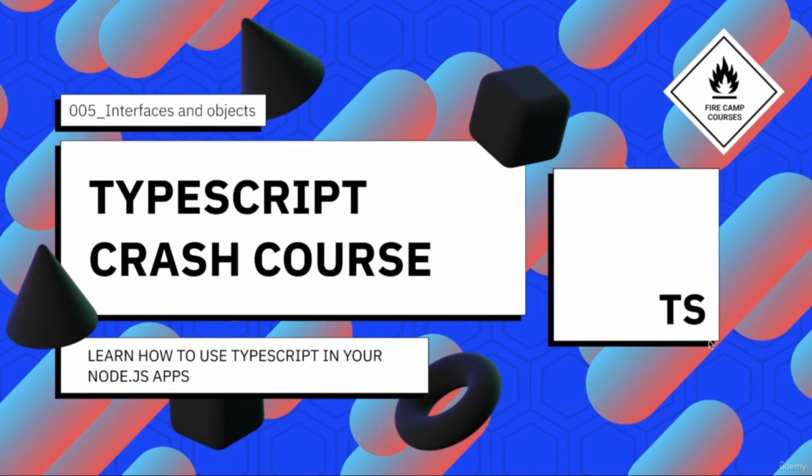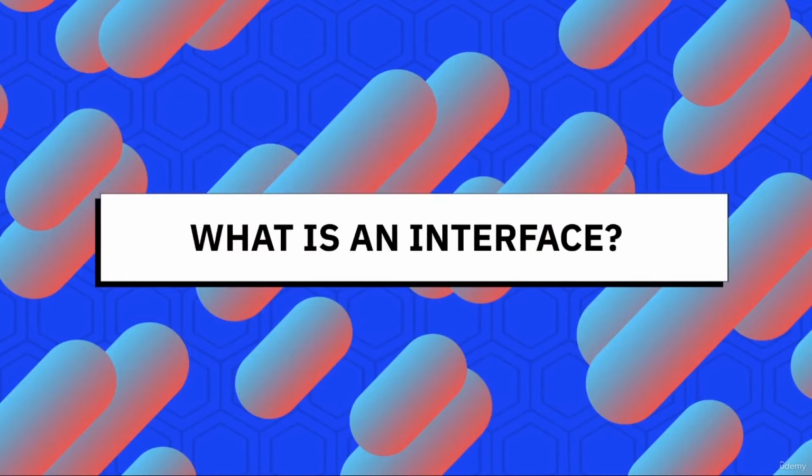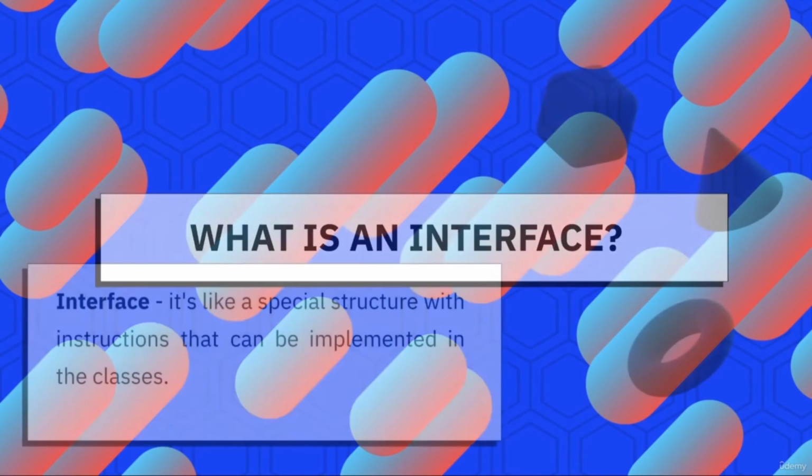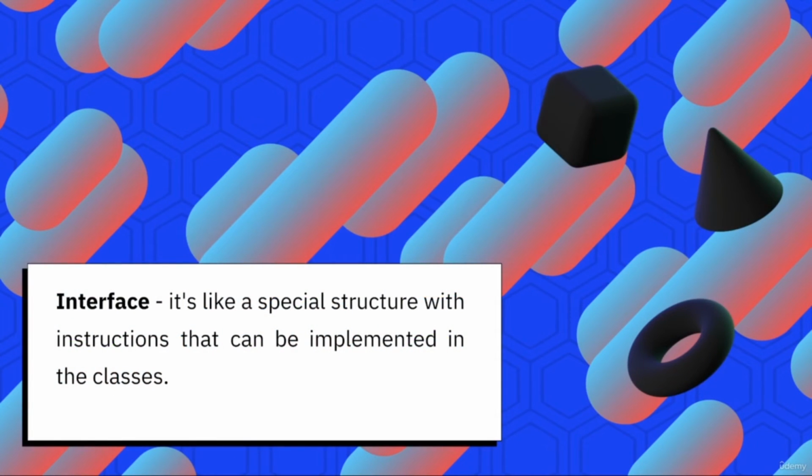Hi and welcome to the 5th lesson of the TypeScript crash course. Here we're going to talk about interfaces and objects, and how we can create, implement and use them. So let's begin. What is an interface?